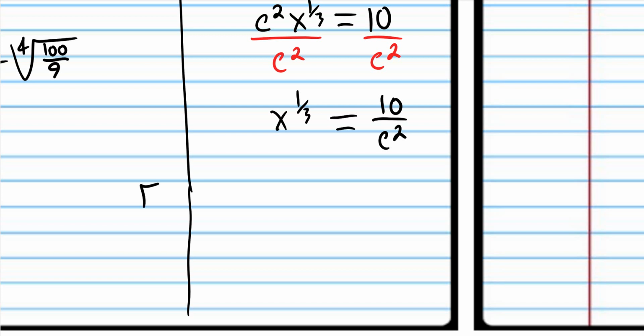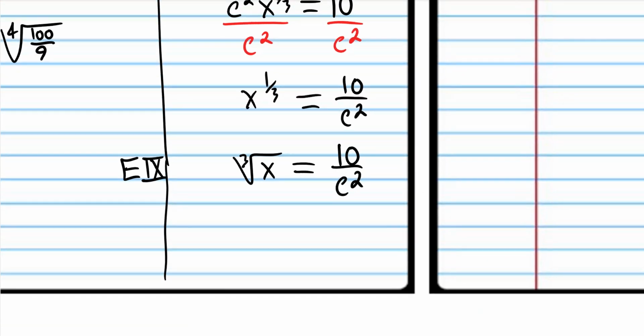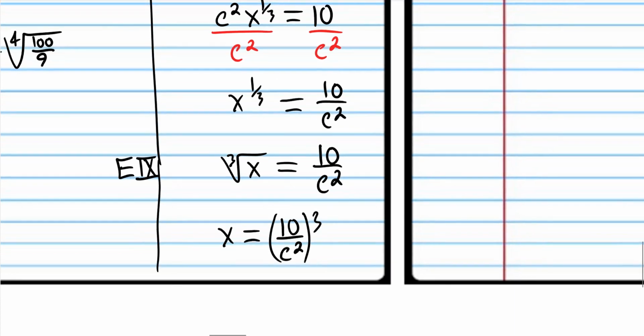So we use exponent rule 9, and that tells us that that is the same thing as the cube root of x. So now we have an idea of what to do. All we have to do is cube both sides. We're going to cube both sides of the equation. And that's going to counteract the cube root. So we're going to have x is equal to 10 over e squared, all raised to the 3rd power.